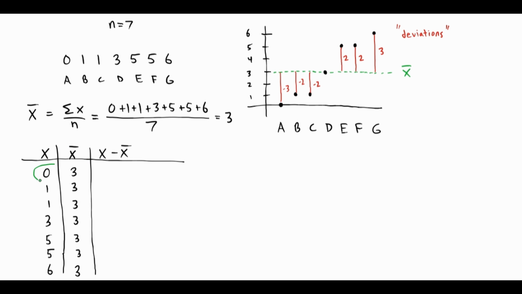Okay, then what we want to do is subtract straight across. So we want to do 0 minus 3 first to get negative 3. Then we'll do 1 minus 3 to get negative 2. 1 minus 3 makes negative 2. 3 minus 3 will be 0. 5 minus 3 is 2. 5 minus 3 is 2. And then there's going to be a 3 there. So this is the sample. This is the mean, and this column is for the deviations.